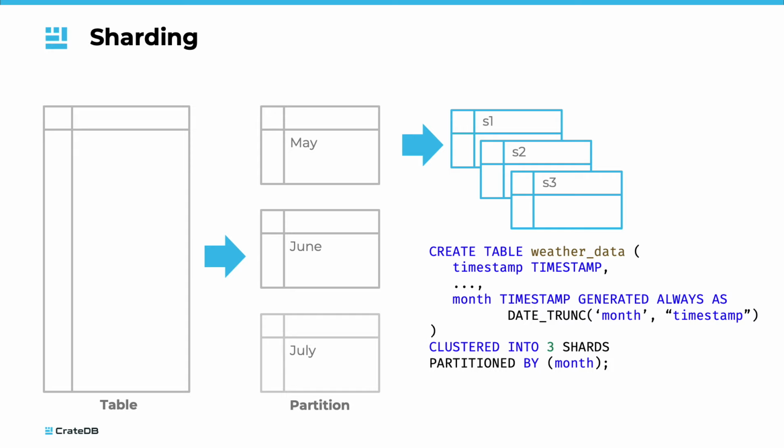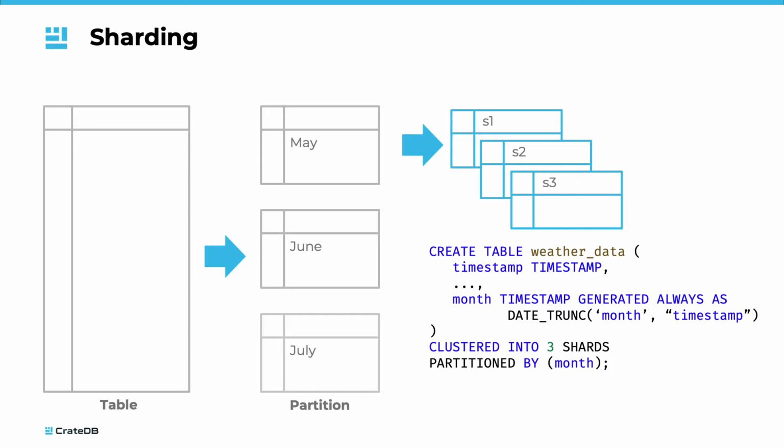Sharding in CrateDB is a fundamental concept that allows for the horizontal scaling of data storage and distributed query processing. When you create a table in CrateDB, the data is not just stored in a single monolithic structure. Instead, it is split into shards, which are distributed across the nodes in your cluster.